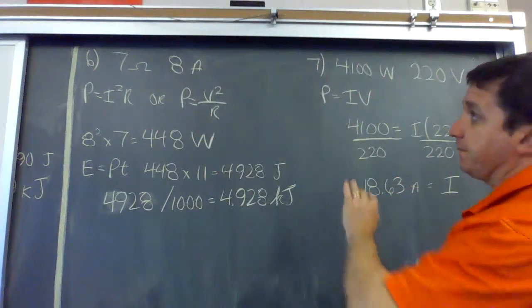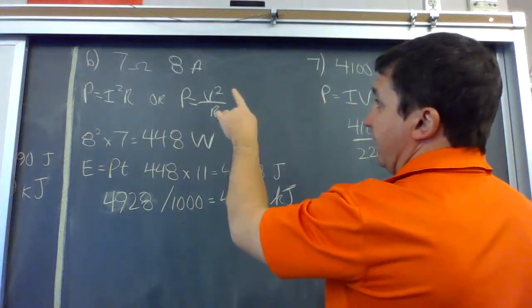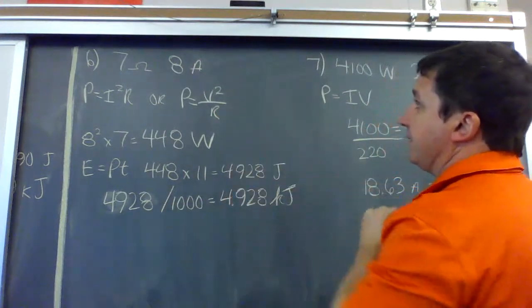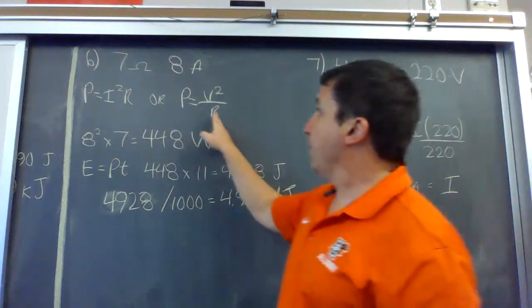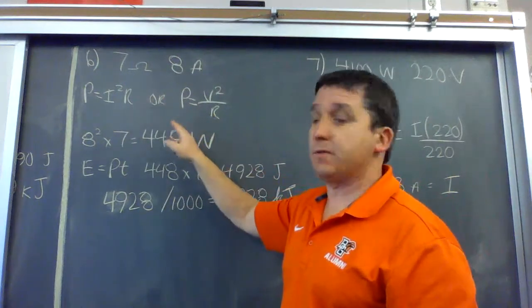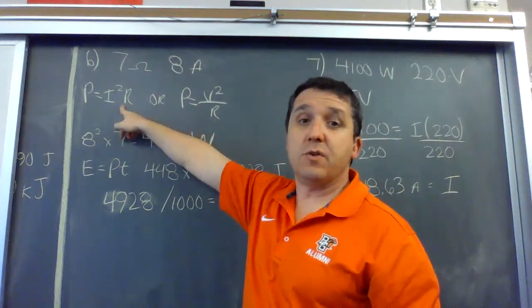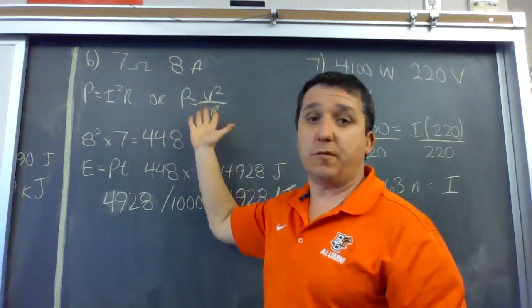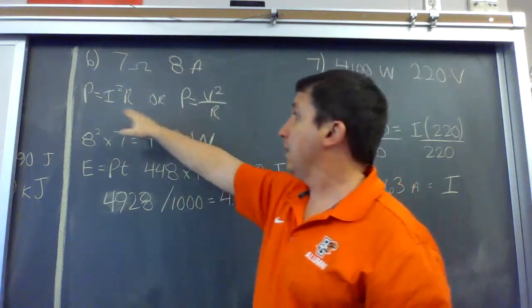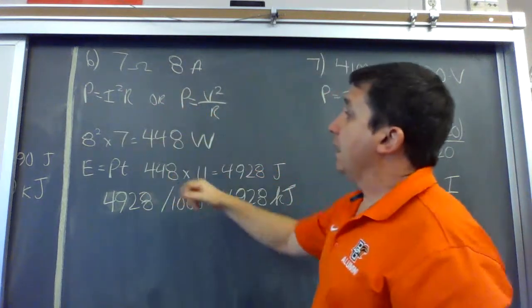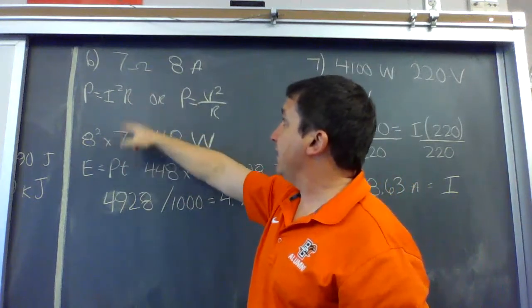Number 6. In number 6, we know the resistance and we know the current. So again, which of these two equations are you going to use? It's this one, because you know the current, but there's no voltage given, so this one's out. So you use this one, and we know the current's 8 and the resistance is 7.